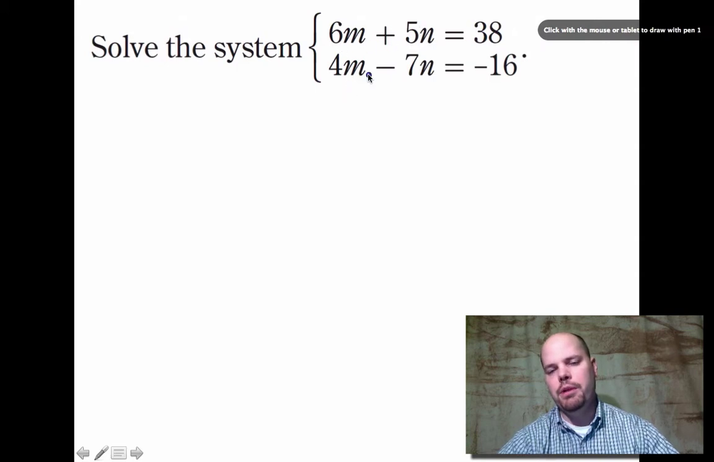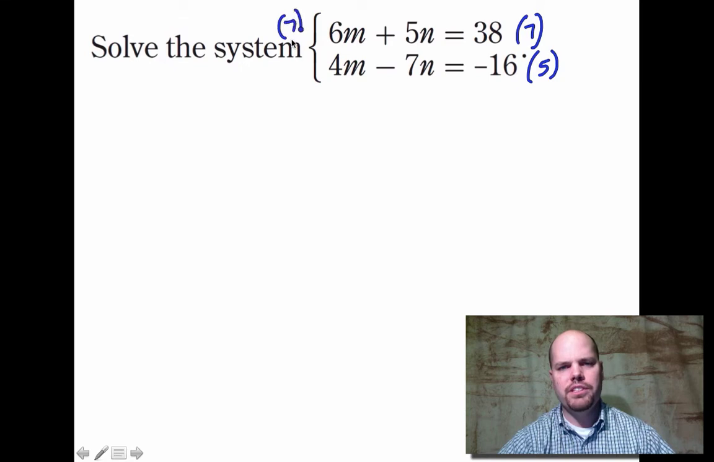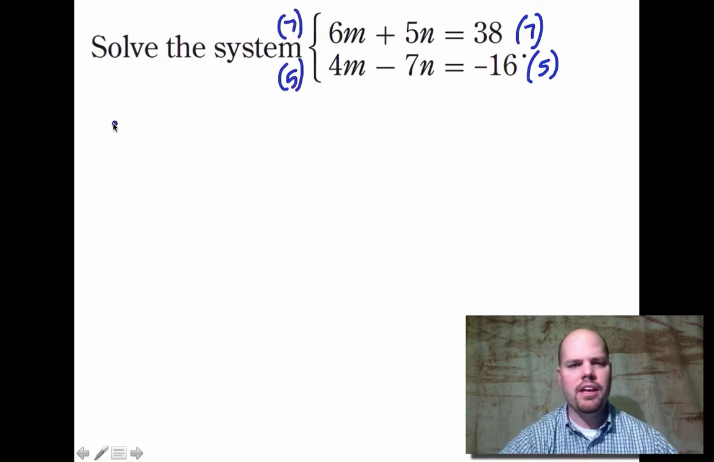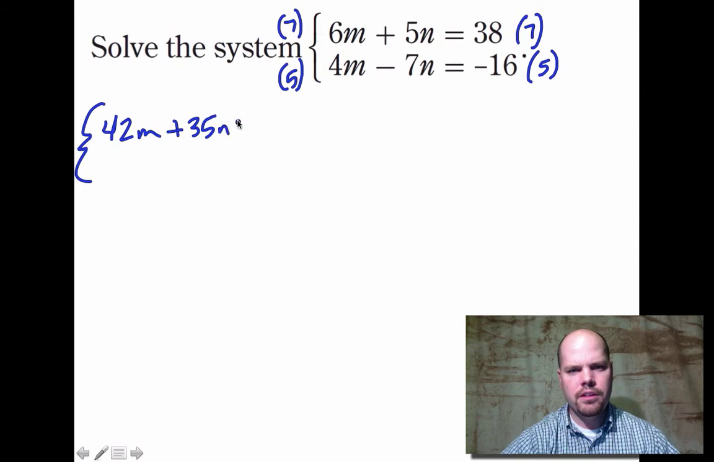But let's just multiply the top one by 7 to make this 35, and the bottom one by 5. Top one by 7, bottom one by 5. And our new system is going to be 42m plus 35n equals 7 times 38, which is 266. The bottom one is going to be 5 times 4, so 20m minus 35n equals -80.